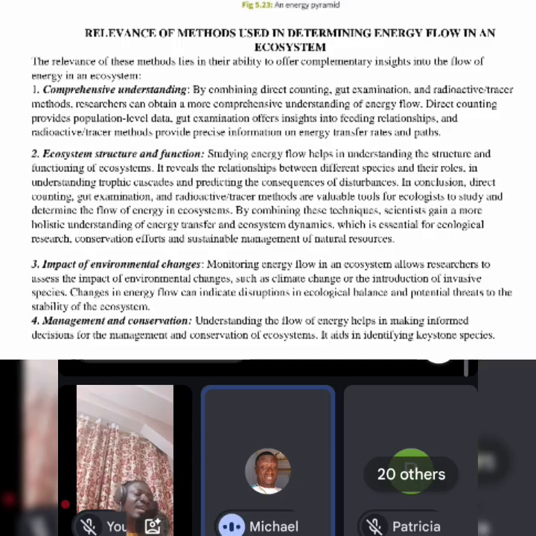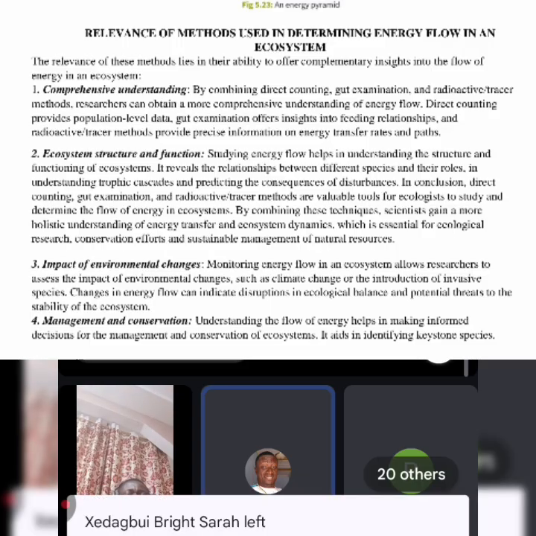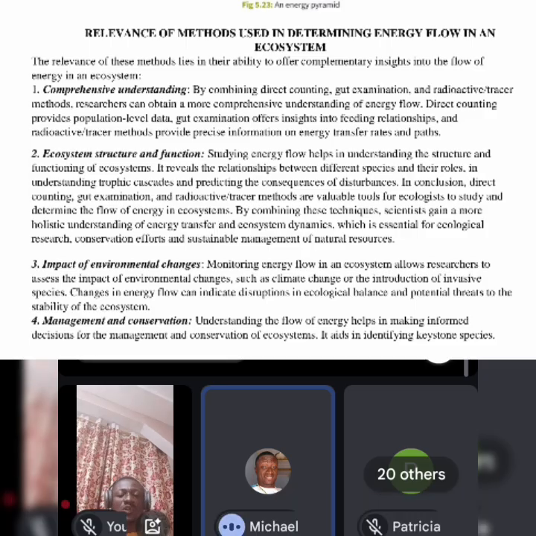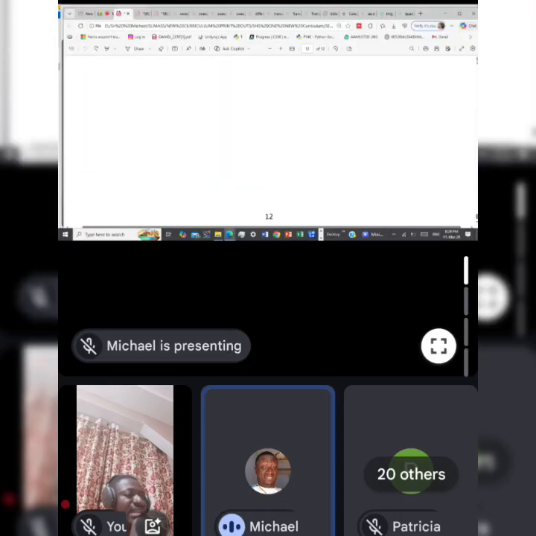And finding yourself wanting. So these are the reasons why we should know the amount of organisms in each trophic level by using the three main systems or techniques, that is the gut examination, direct examination, and the radioactive or tracer method. And this also helps us to identify new species. Since we are observing what they feed on, once we meet a new organism that feeds on something else, we'll be able to identify the invasive species.